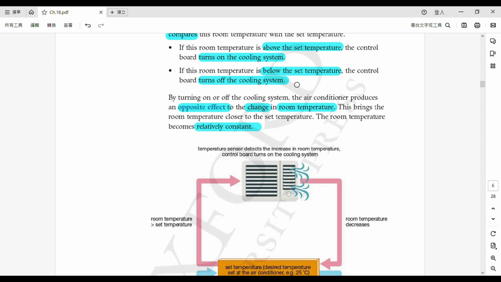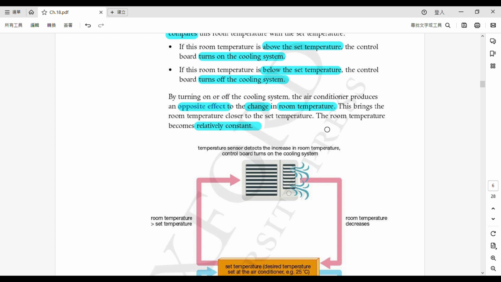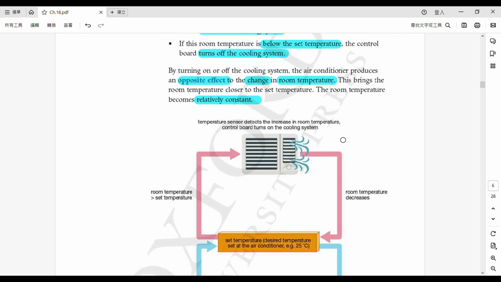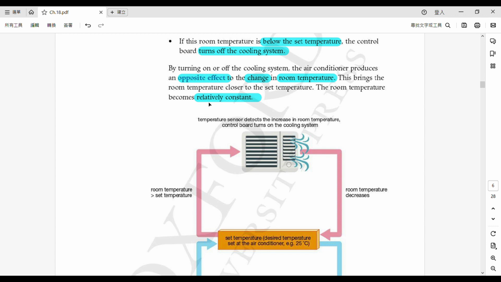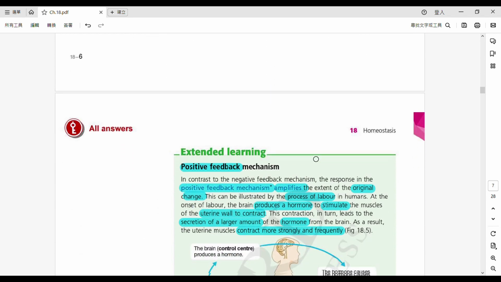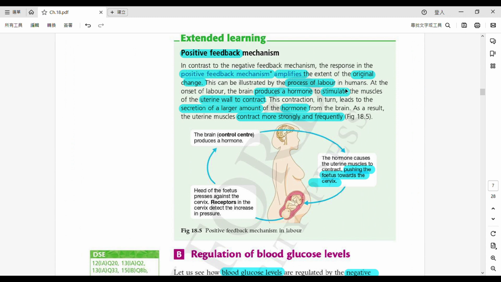Temperature too low, it turns off the cooling system. OK, so you see an opposite effect. And lastly, in the end, we try to maintain a relatively constant, roughly stable room temperature. Okay, so start getting used to these words, for example opposite effect, relatively, constant.